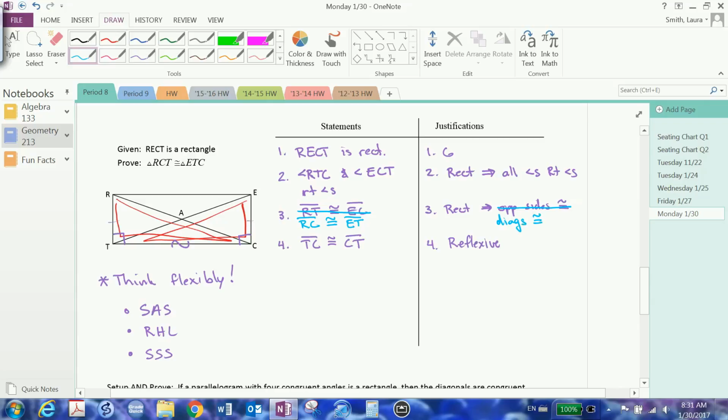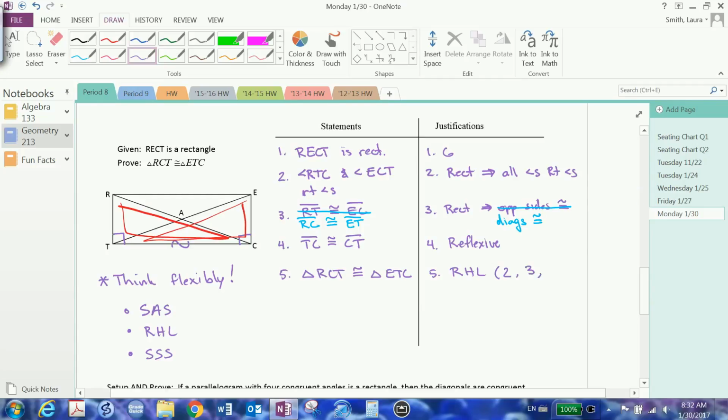And I'll say that instead of the sides, I'm going to say RC is congruent to ET, because in a rectangle, the diagonals are congruent. You see the change I made? I know why I did that too. It's because I still had this marked on my diagram. Right? I still had those sides marked. Okay, so I think I'm ready.